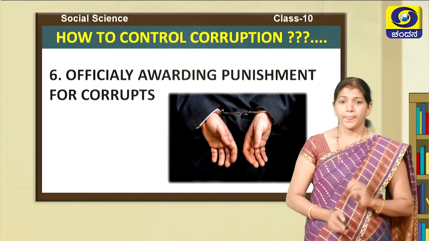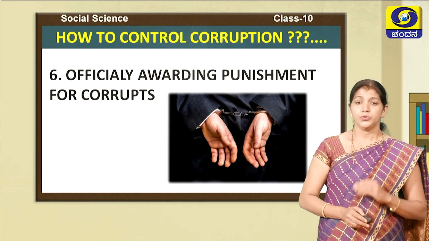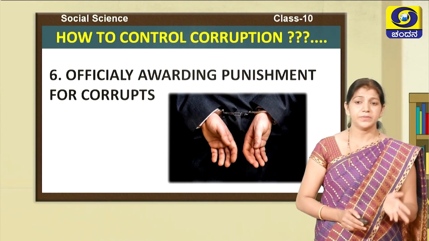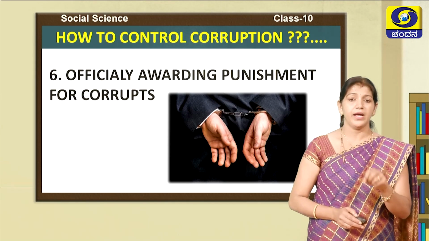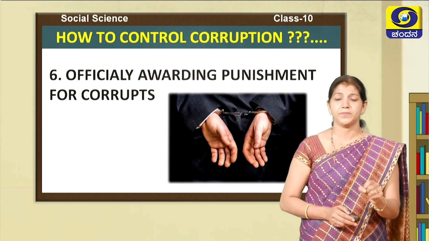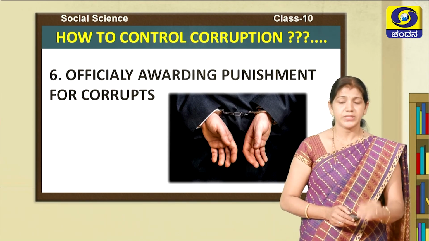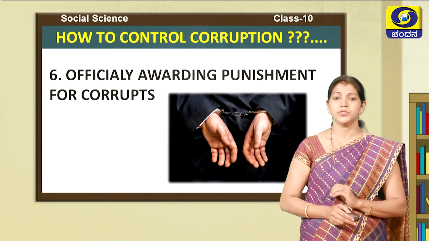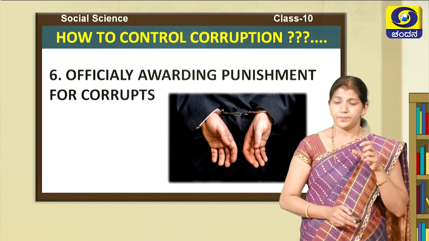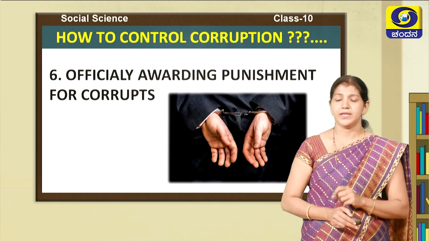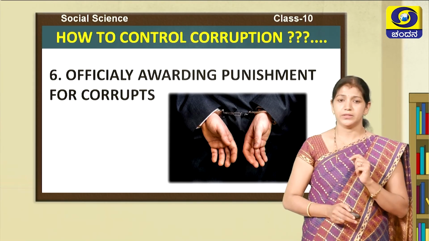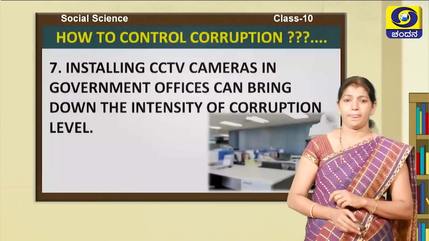Next one is awarding punishment. Those who participate in corruption should be identified and given severe punishment. It should reduce corruption activities in society. So, giving severe punishment is also a most important method of controlling corruption.